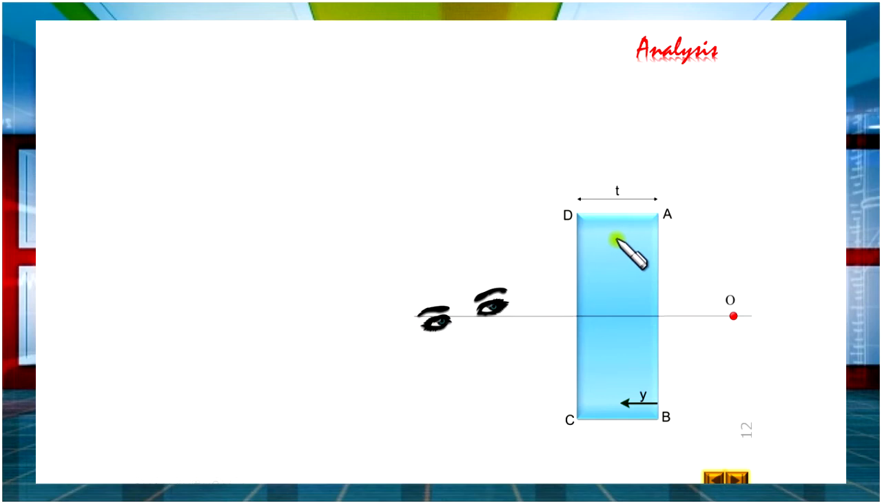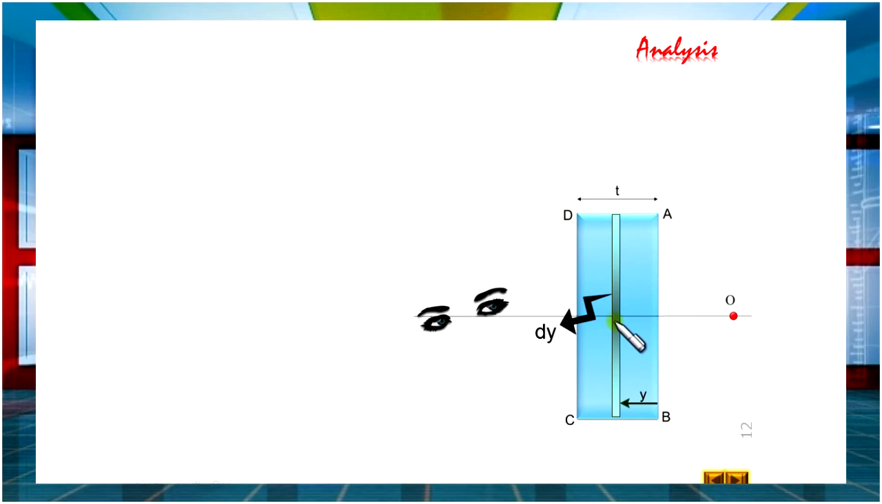So here we can consider we have a number of slabs with parallel faces, that is AB and CD. So let us consider a thin slab of thickness dy at a distance y from the right surface. Here, this is dy thickness, right? So let us consider the shifting through this elementary slab. Here we can consider the refractive index of the material constant in this thickness dy.